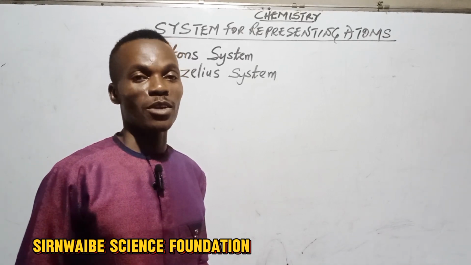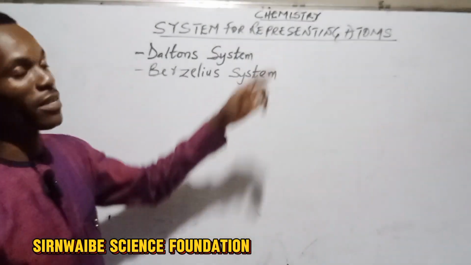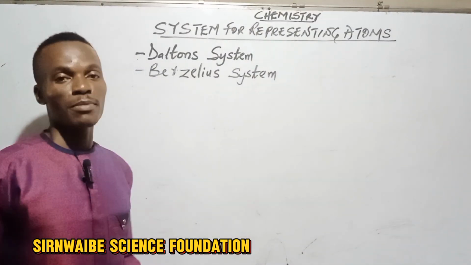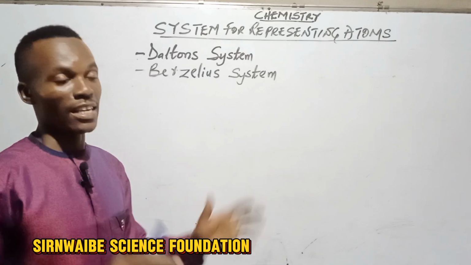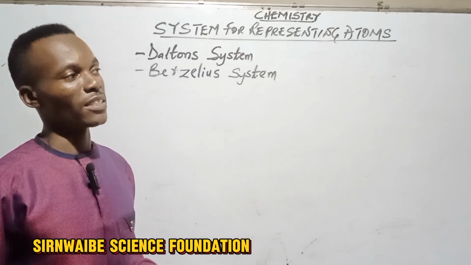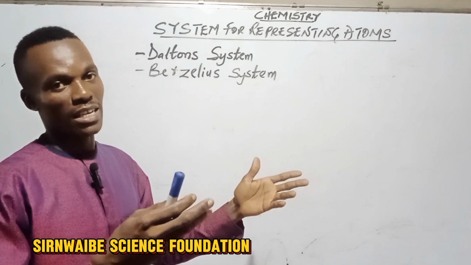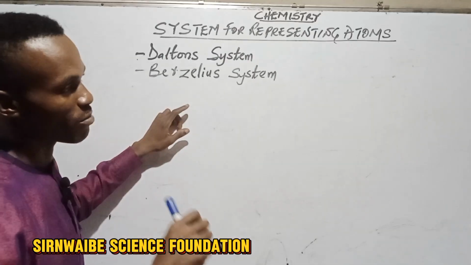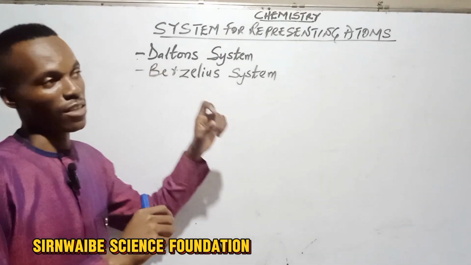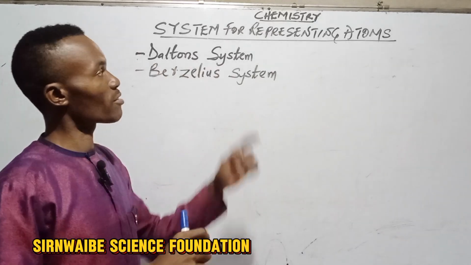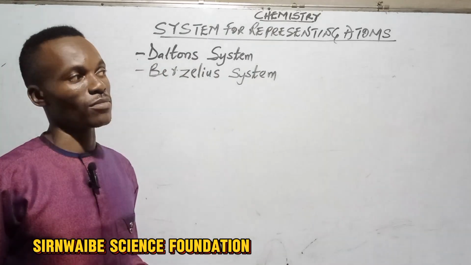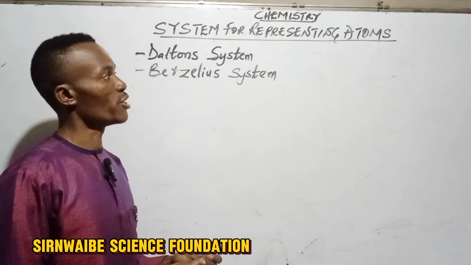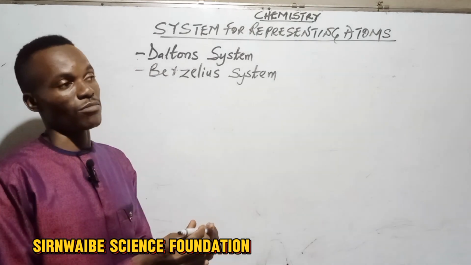Hello everyone. Today we want to look at the topic system for representing atoms. When it became very clear to scientists that elements are made up of atoms, they started looking for methods to represent atoms. Among the scientists that came out with something that is very good is John Dalton, in what he called Dalton's system for representing atoms.